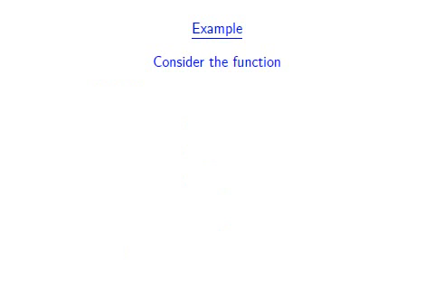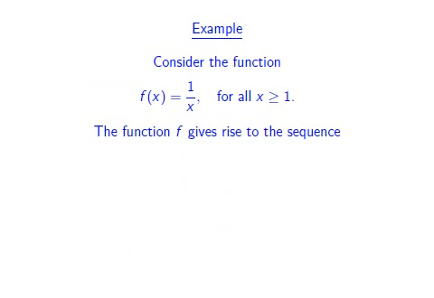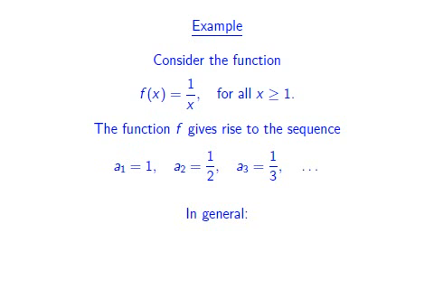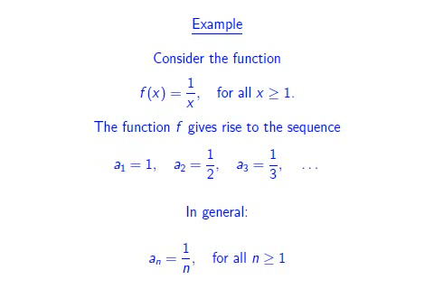For example, let us consider the function where f of x equals 1 over x for all x greater or equal to 1. Then this function gives rise to a sequence with the following elements: a1 or f of 1, which in our case is 1, a2 or f of 2, which is 1 over 2, a3 or f of 3, which is 1 over 3, and so on. In general, we have that an or f of n equals 1 over n for all n greater or equal to 1. So overall, we have linked the function 1 over x to the sequence 1 over n.